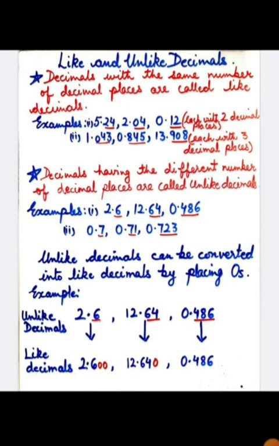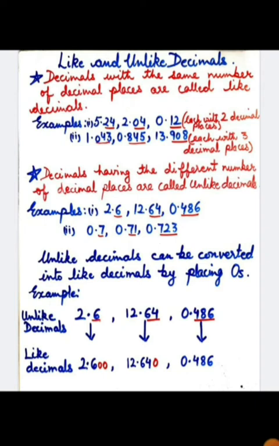So all numbers have different number of decimal places, so they are unlike decimals. And in the second example, the first number, 0.7, has 1 decimal place after the decimal, the second number, 0.71, has 2 decimal places, and the third number, 0.723, has 3 places after the decimal. So all numbers have different number of decimal places, so they are unlike decimals.